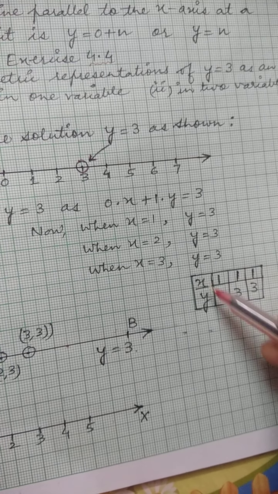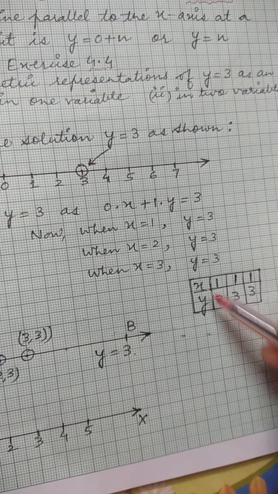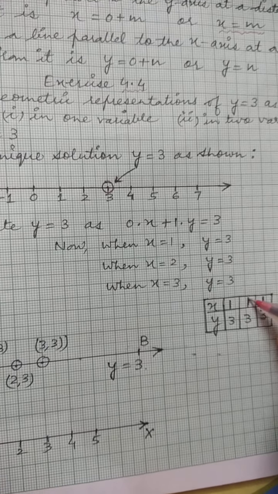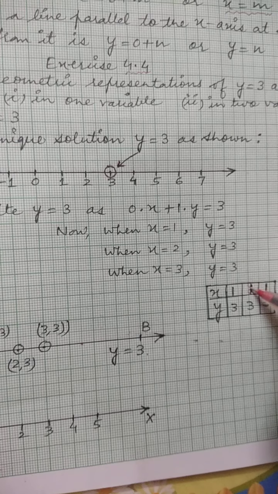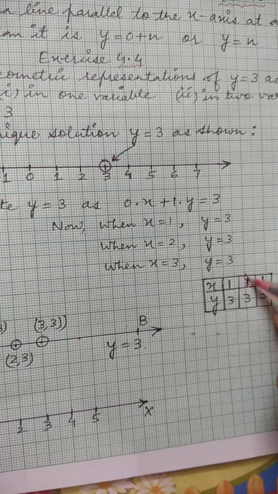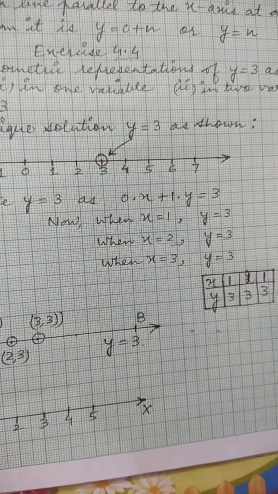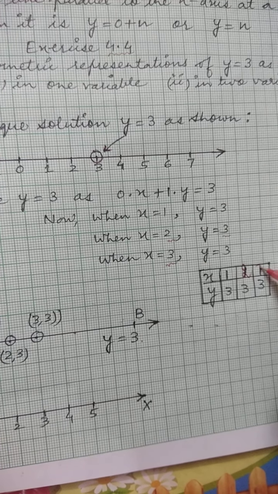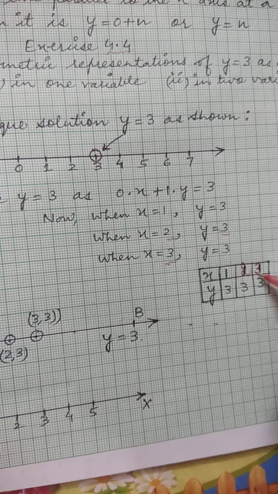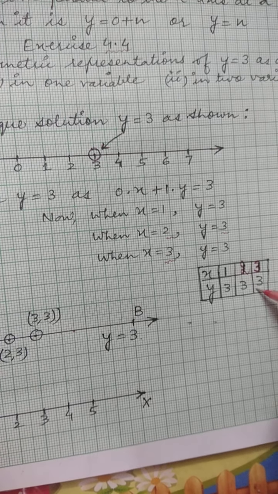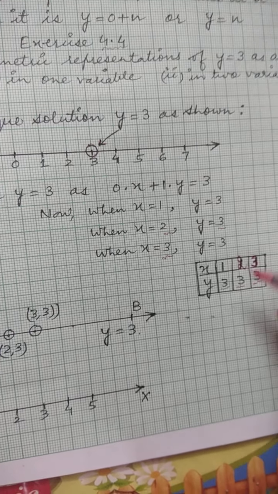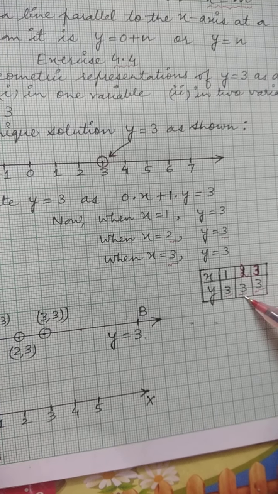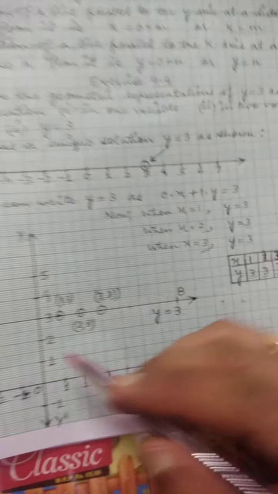So we form a table of the x coordinates and y coordinates. When we put x equal to 1, we get y equal to 3. When we put x equal to 2, we get 3. And when we put x equal to 3, we get y equal to 3. Now we will plot these ordered pairs: (1, 3), (2, 3), (3, 3).